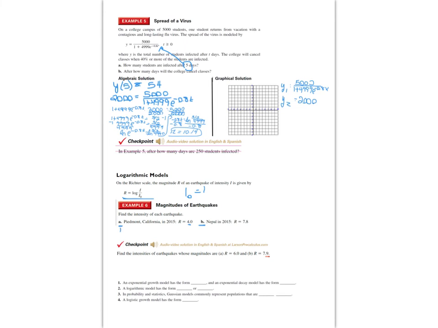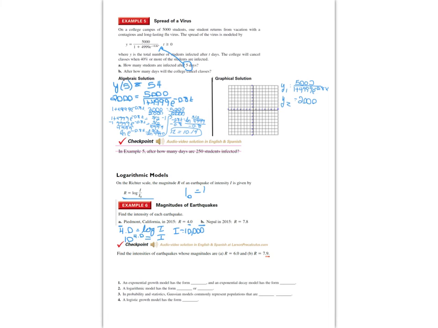So we've got 4.0 equals the log of I over 1. So all I need to do is go from this to this. 10 to the 4.0 equals I. And so when we plug it in our calculator, that means the intensity is 10,000.